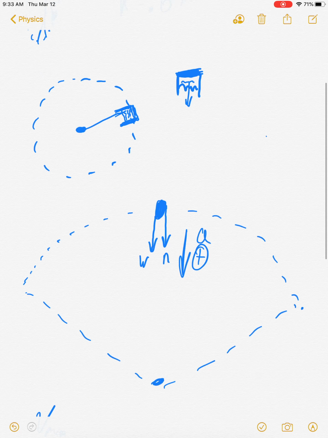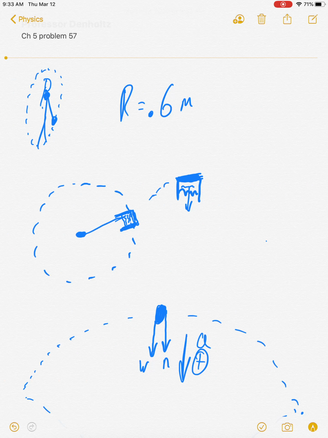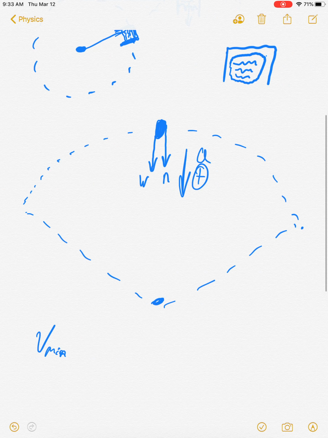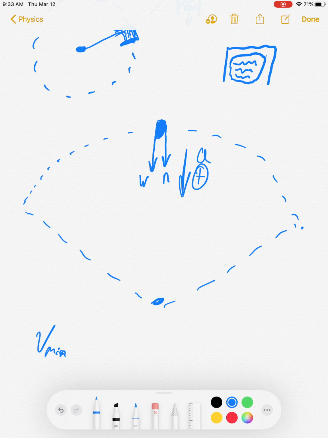Well, the minimum velocity for the water to stay in the pail when it's upside down would mean that the water is just beginning to fall from the pail, and there's no longer contact between the water and the surface of the pail. And so if we have our pail over here, and the water is just losing contact with the pail, well, then there's no more normal force, because normal force is a contact force. So for this minimum velocity, we would say that there is no normal force.